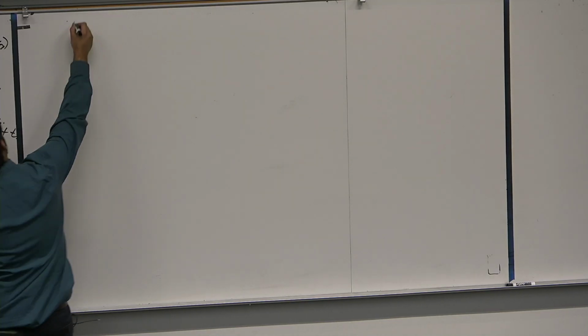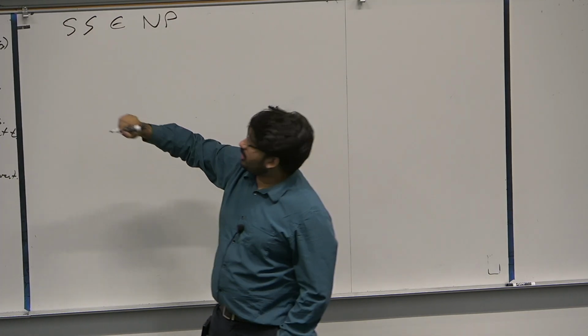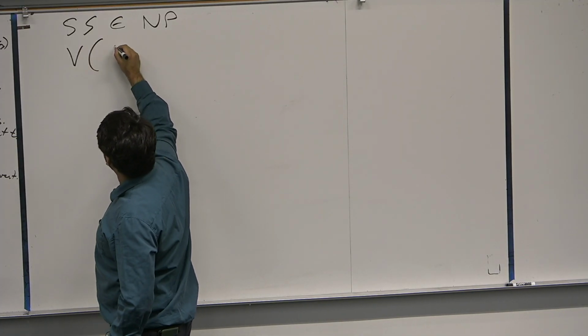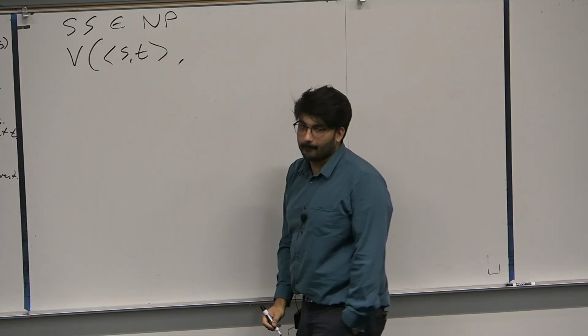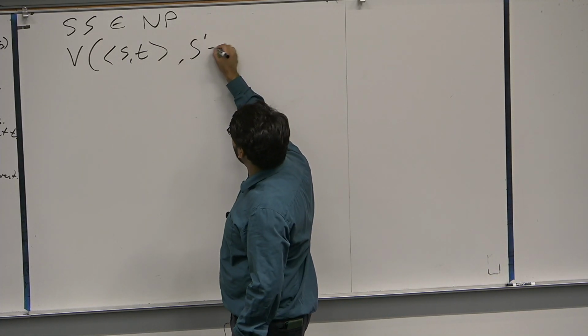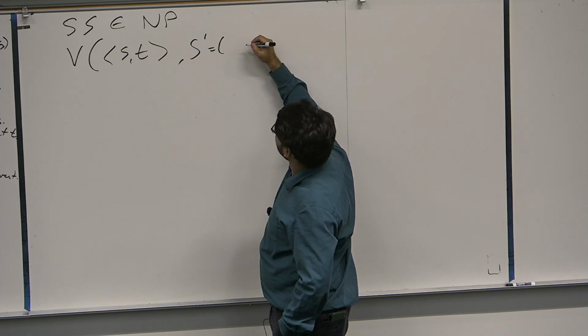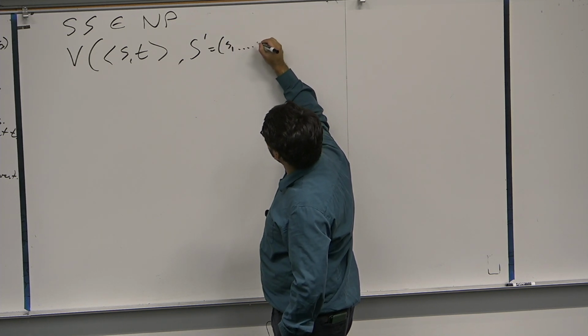So, why is subset sum in NP? The verifier does what? It takes as input, let's say, the items and an integer target T. What's our witness? Exactly. It's going to be the answers. Let's call it S1 to SK.